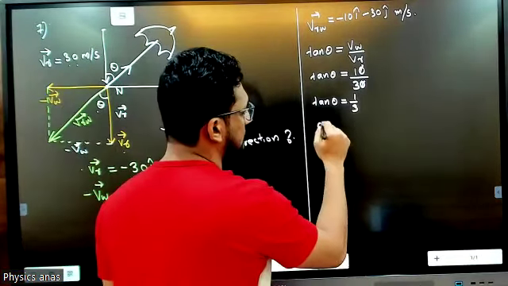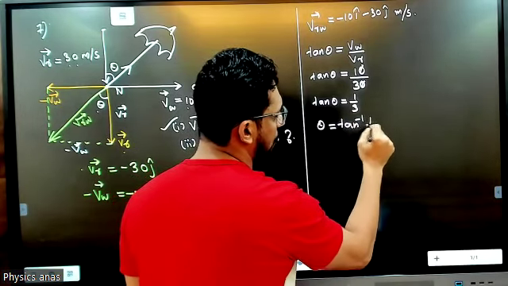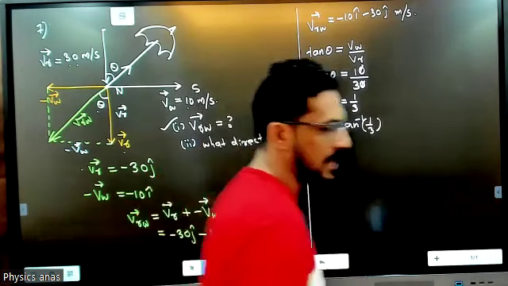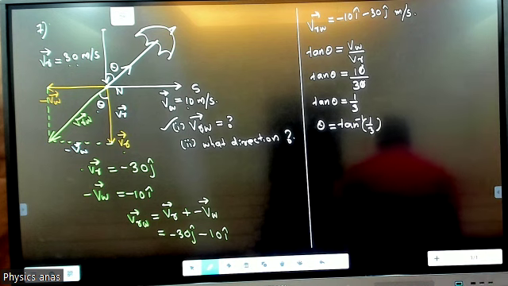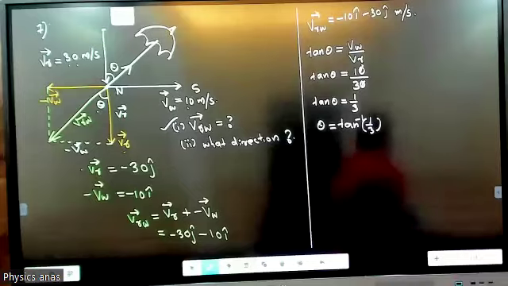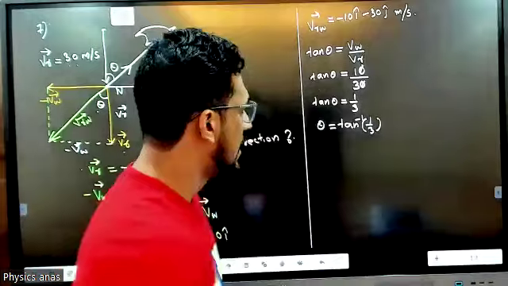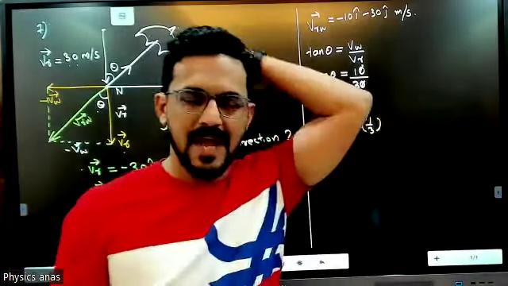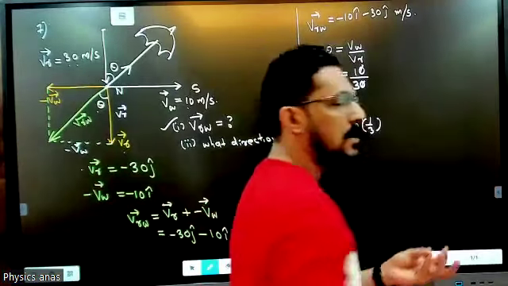Then what is theta? Theta will be tan inverse of 1 by 3. Did you get it? Then that way, you will find the value of theta. Okay? And tan inverse of 1 by 3 is not a standard value, and it should be given in the question.